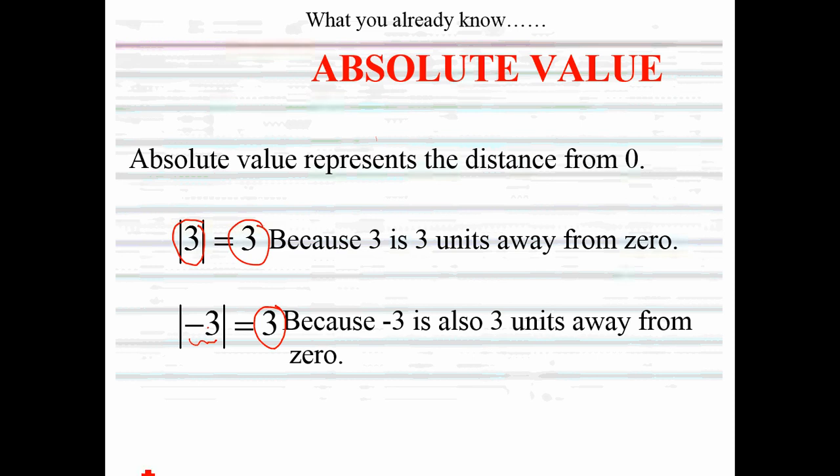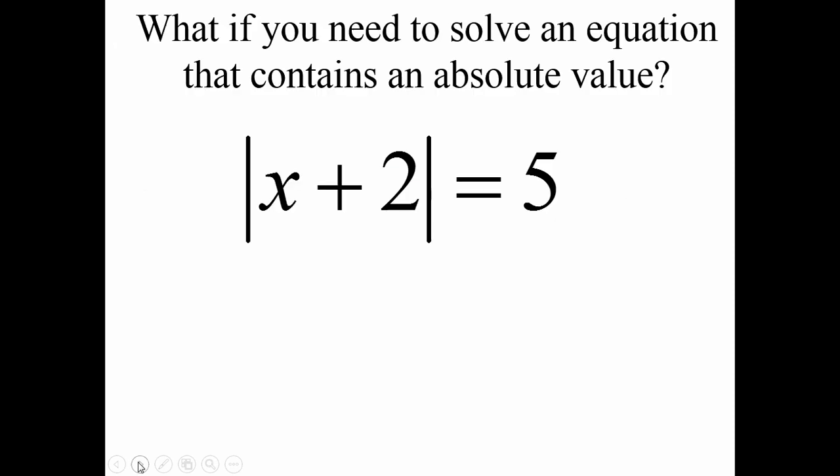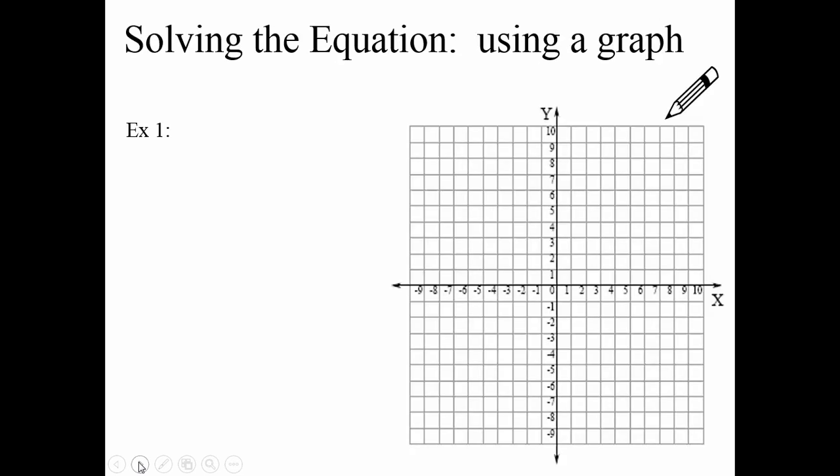So how do we take what you already know here and apply it to how we solve an equation that contains an absolute value? Like this one, we have the absolute value of x plus 2 is equal to 5. So first thing I'd like you to get in your notes is this idea that solving the equation can be done using a graph, if you so choose. So in your notes, let's write down this first example here. We have the absolute value of x plus 2 equals 5.